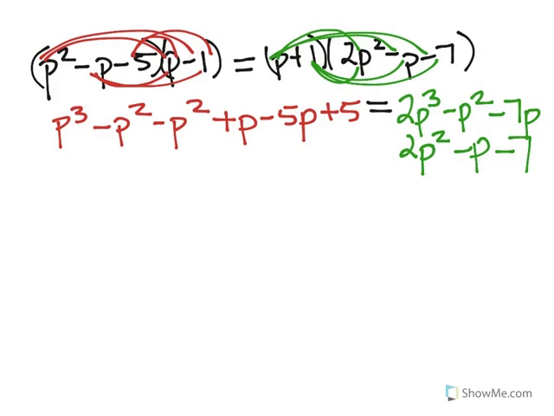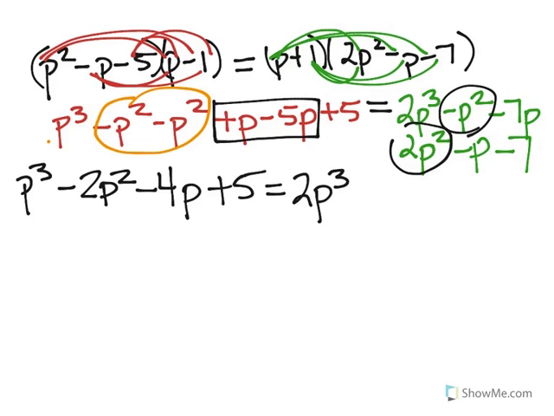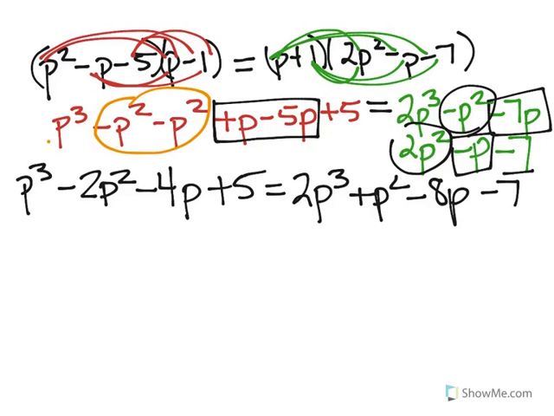Next thing we need to do is combine like terms. Okay, so we only have one cube term. We have 2 p squared terms here, so we're going to get p cubed minus 2p squared. Let's see, we have a positive p and minus 5p, so that's minus 4p plus 5 on this side. And on the other side, we have 2p cubed. We have 2p squared minus p squared, which gives us a positive p squared. And then we have negative p and negative 7p, which is negative 8p minus 7.